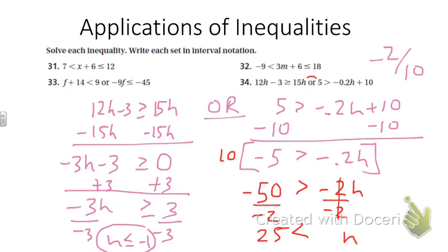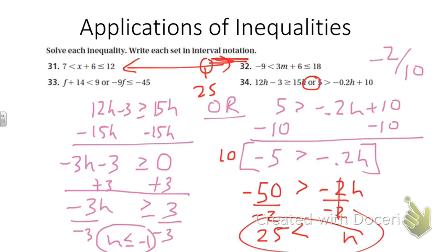So it's an OR problem. I have h greater than 25, which is this one, or h is less than or equal to negative 1, which means we're going that way. So that's your final solution.